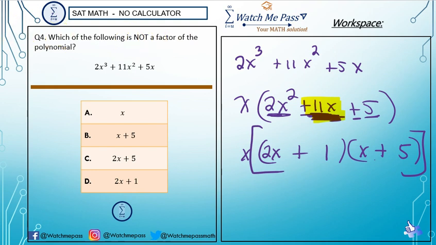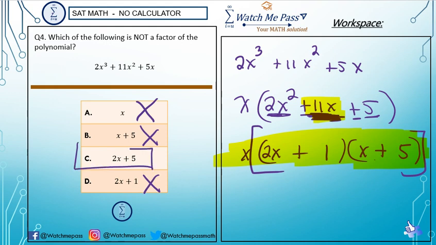You could do that as well, but the question is asking which of the following is not a factor of the polynomial. What happened is you factored the polynomial, and here are the factors. X is definitely there, so that doesn't work. X plus 5 is there, that doesn't work. 2x plus 1 is there, that doesn't work. So the only factor listed here in the answer choices that is not a factor of the polynomial we just factored is 2x plus 5. And now you're an expert.